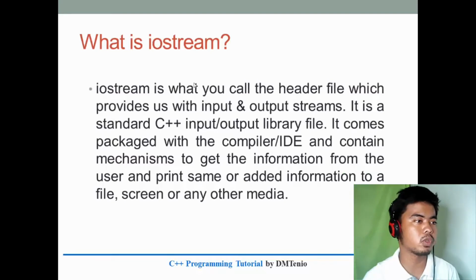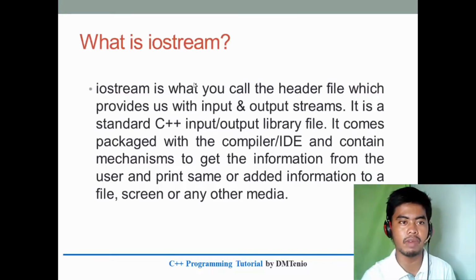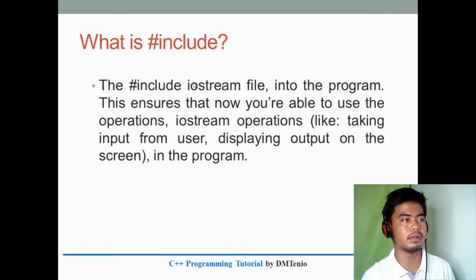So what is iostream? So iostream is what you call the header file which provides us with input and output stream. So it is a standard C++ input-output library file. So it comes packaged with the compiler or IDE and contains mechanisms to get the information from the user and print same or added information to a file, screen, or any other media.